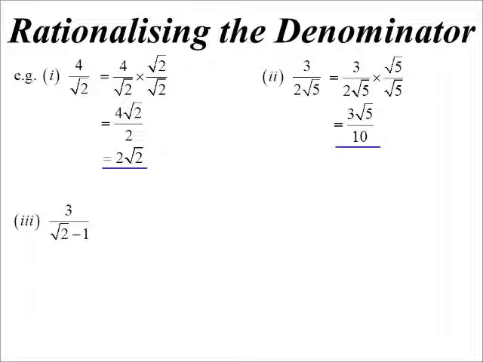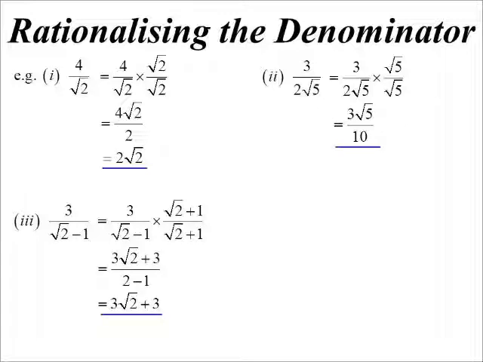Okay. So here we have the binomial on the bottom. This is where we multiply by the conjugate, because we want to try and leave a rational number on the bottom, and the difference of 2 squares will create a rational number. So we get 3 root 2 plus 3 on 2 minus 1. Well, 2 minus 1 is just 1. So 3 root 2 plus 3.